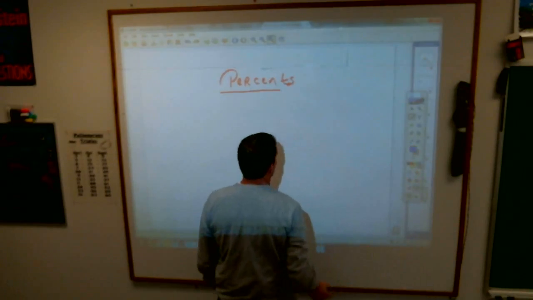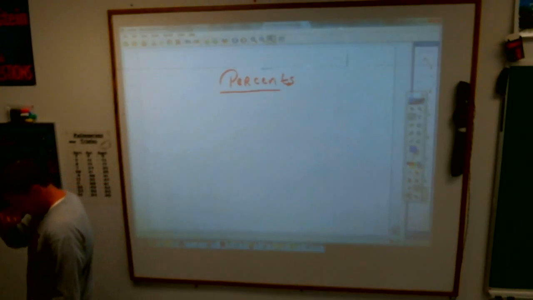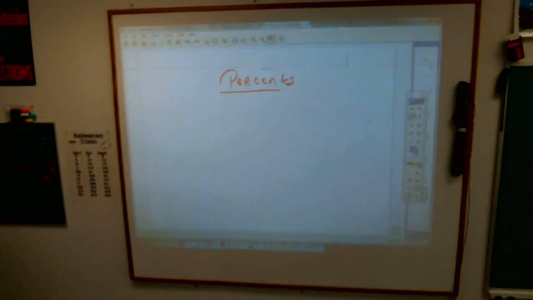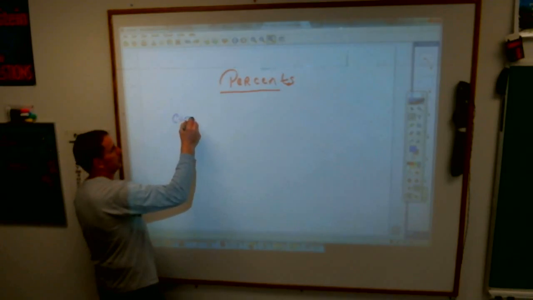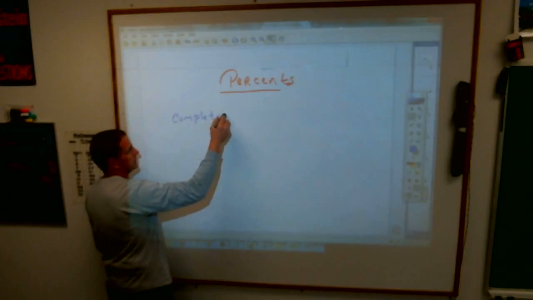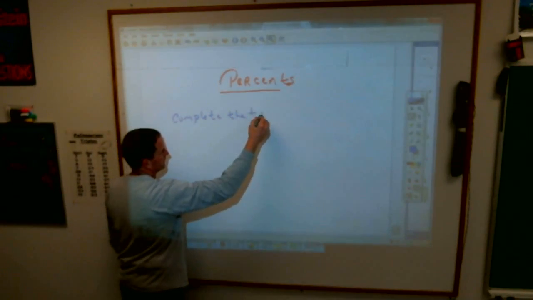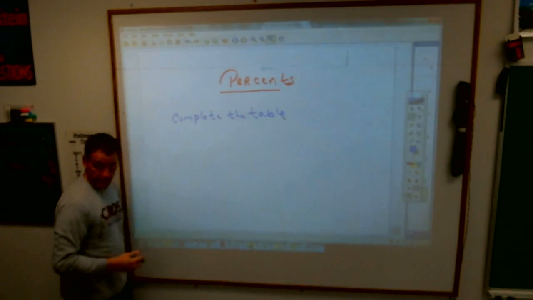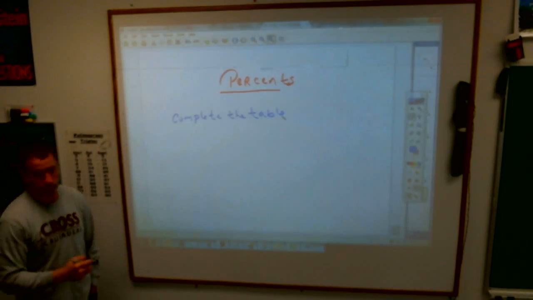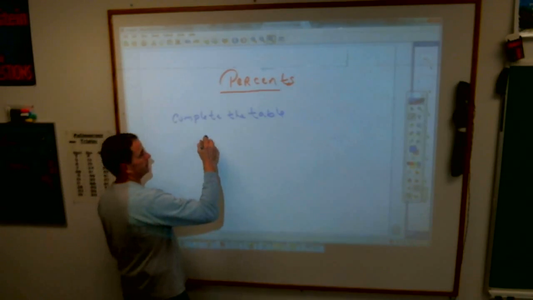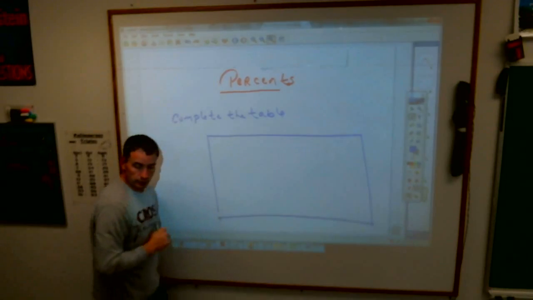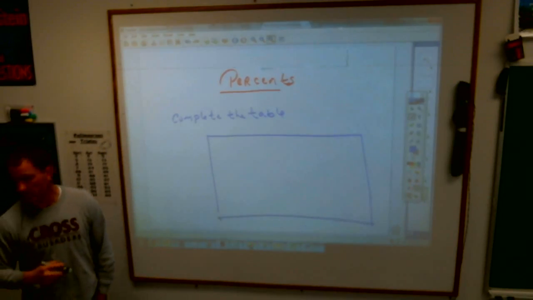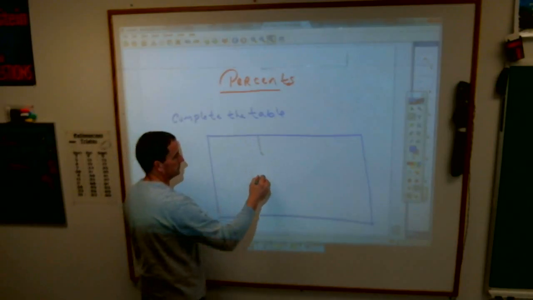Actually, it could go under a whole slew of different things, but if you look at page 513 of your book, it says this: completes the table. And it has listed down a little table separated into fractions, decimals, and percents.